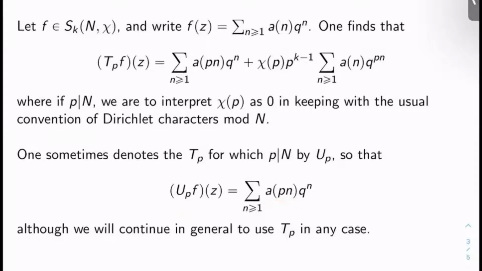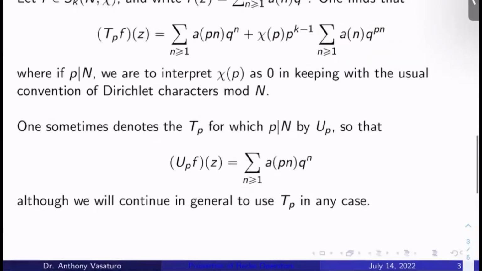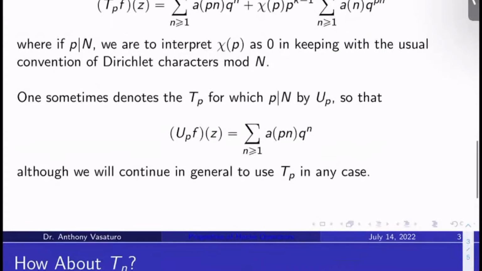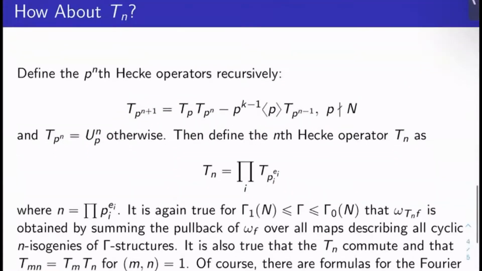So there isn't, in other words, there isn't this extra term, okay? Now, in general, for my notes, I'll probably just use T_p in almost every case. I may occasionally use U_p, but it'll be more inadvertent than anything. Okay, the other thing we want to do is we want to know, are there like nth Hecke operators?